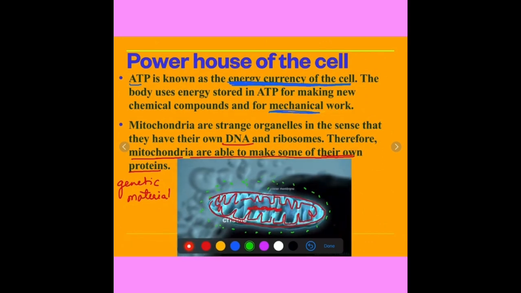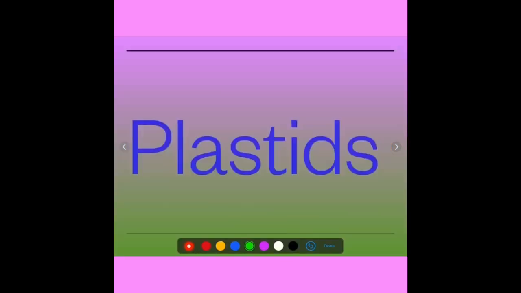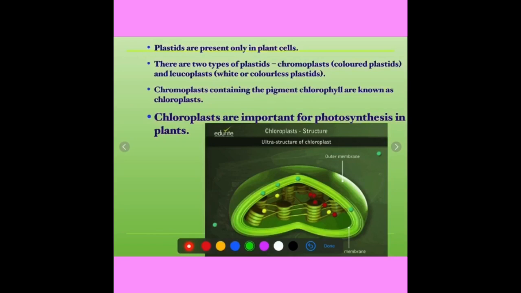The next organelle we are going to study is the plastids. These plastids make the world colorful. These plastids are present only in plant cells. The plant cells have plastids, and these plastids are of two types. One is the chromoplast and one is the leucoplast.